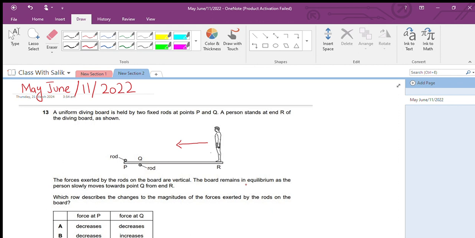So in order to find out what's happening to the magnitude of the forces at P and Q, we first need to take a very important concept, which is what condition we apply at equilibrium. The condition is that the clockwise moment is equal to the anti-clockwise moment. What is moment? We know the formula: moment is basically force into distance.